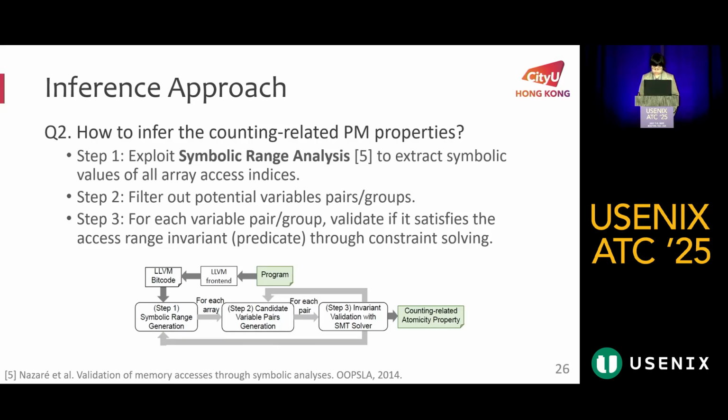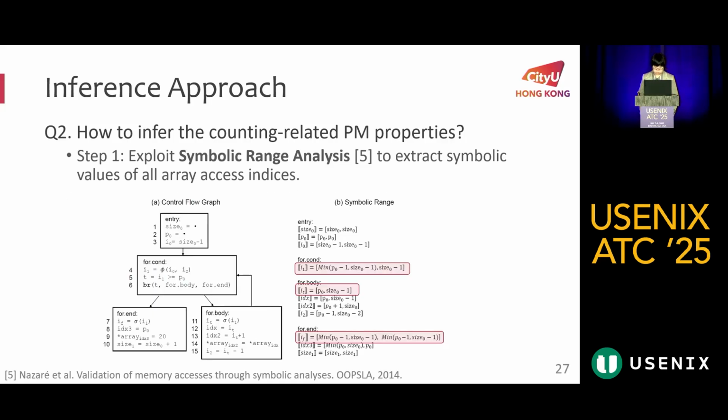Next, we could infer the counting-related properties because we already have the observation of the read access invariants. We propose to use symbolic range analysis to extract the symbolic values of the array access indices. Then we generate the candidate variable pairs or variable groups. For each candidate variable pair or group, we validate whether it satisfies the predicates of the access range invariant we just mentioned through constraint solving. If the validation succeeds, an atomicity property is generated.